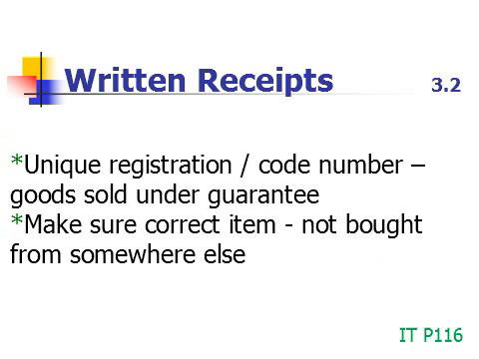Some of the goods sold will have a unique registration or code number. This is normally used for goods sold under guarantee. The supplier uses it to make sure that the item that is brought to him, to be repaired or replaced, came from him, and is not an item bought from somewhere else.